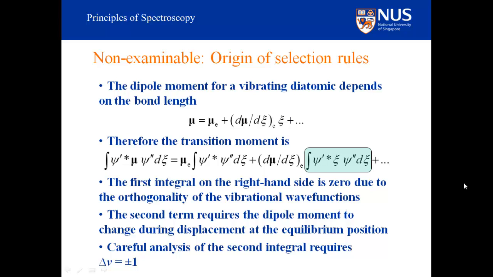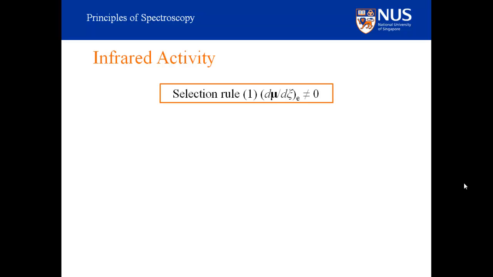Well, this was non-examinable, but it is from solving the transition moment integral that we get our selection rules. They arise from some fundamental mathematics. The first selection rule is that the dipole moment as a function of the displacement has to change as we go through the equilibrium position.